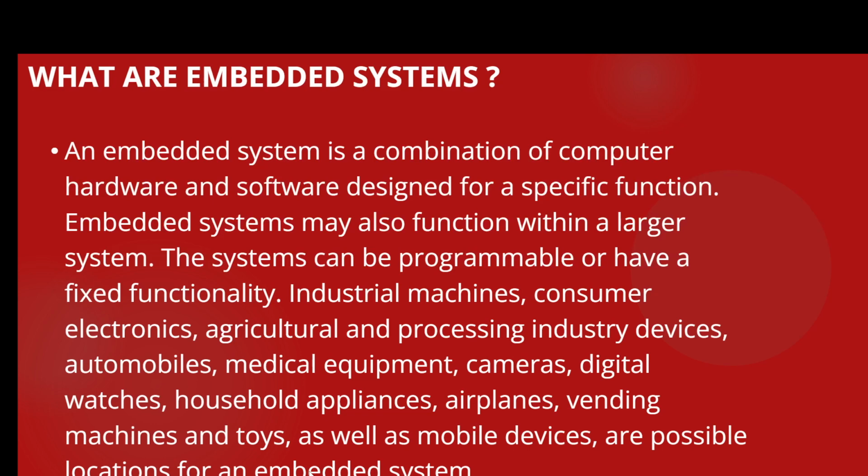Now, what are embedded systems? An embedded system is a combination of computer hardware and software designed for a specific function. An embedded system may also function within a larger system. These systems can be programmable or have fixed functionality. Examples are industrial machines, consumer electronics, agriculture and processing industry devices, automobiles, medical equipment, cameras, digital watches, household appliances, airplanes, vending machines and toys, as well as mobile devices, which are possible locations for an embedded system.